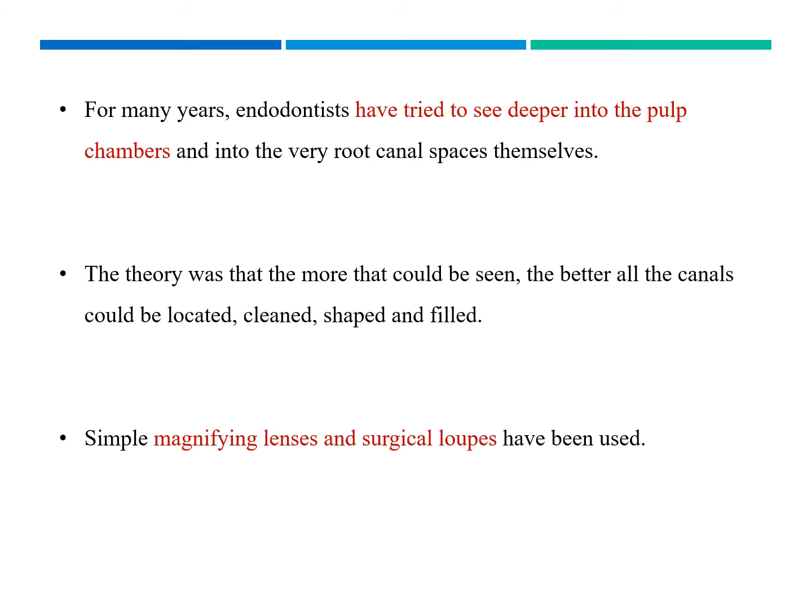So, for many years, endodontists have tried to see deeper into the pulp chambers and into the very root canal spaces themselves. So, how the concept of magnification came into play is that if it's possible to see the canals, you can obviously treat, clean, and fill the canals better. So initially, a simple magnifying lens and surgical loops were the ones that had been used.